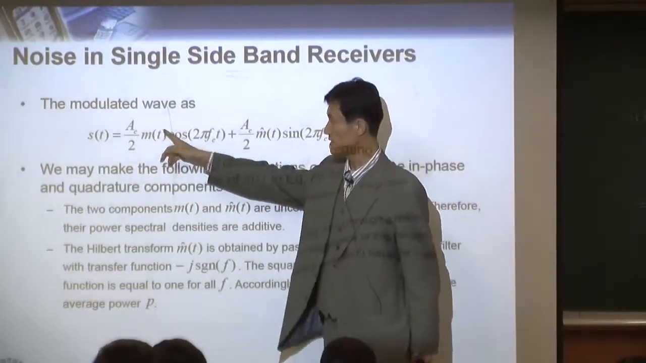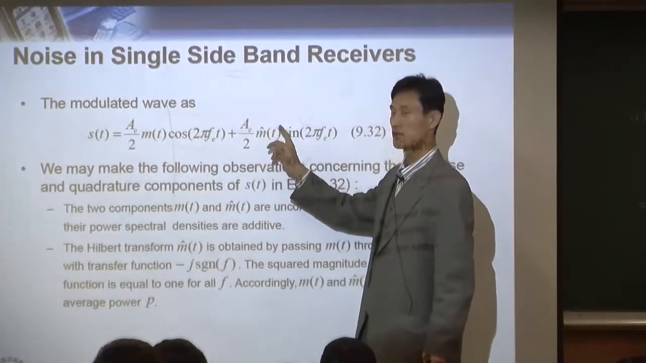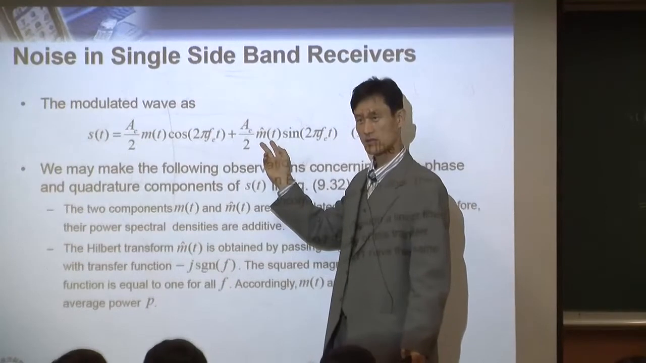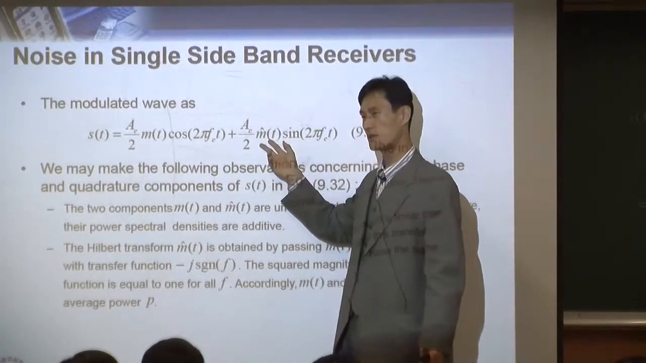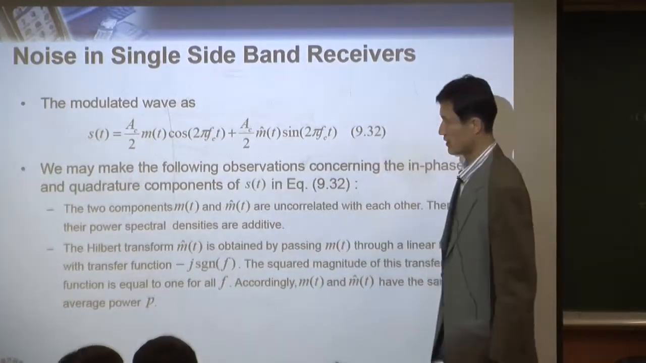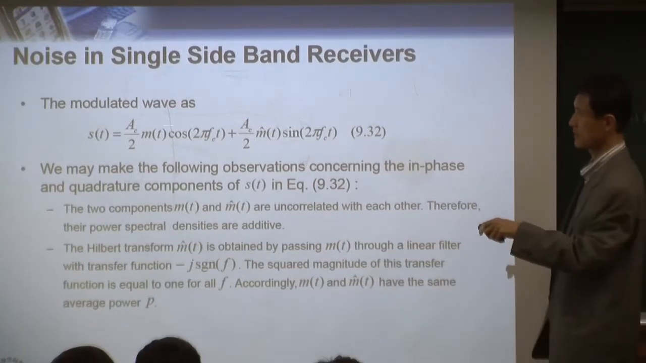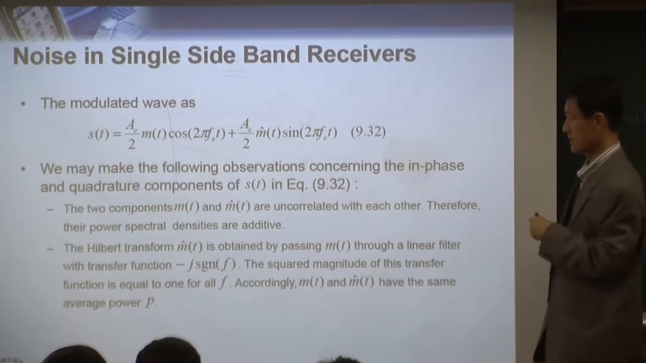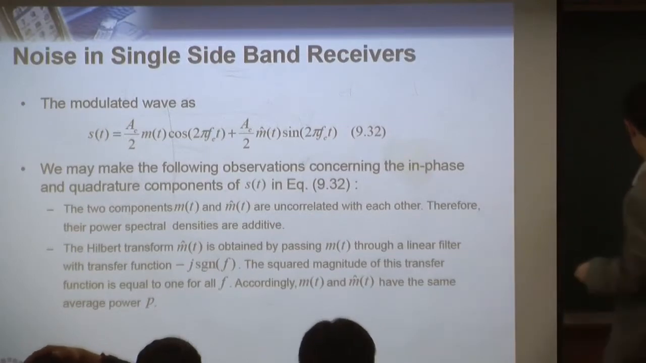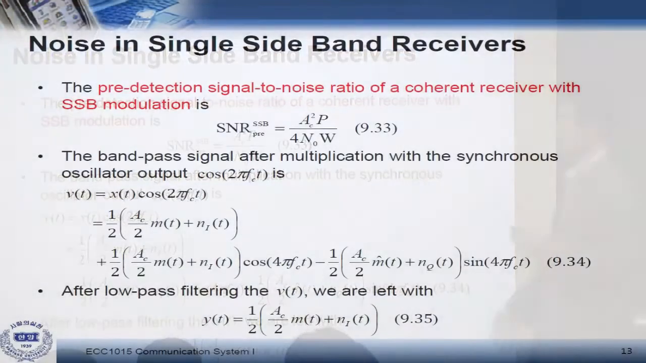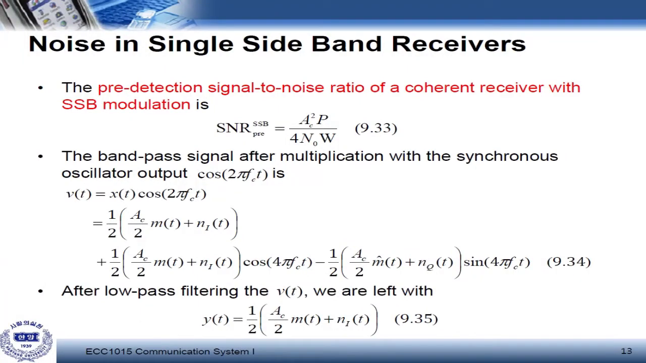M(t) is our original message. M hat(t) is the Hilbert transform of your original message, right? And multiply the sine into the Hilbert output and multiply cosine into the original M(t). So this is the signal you transmit over the air. Now we have this S(t) for single sideband. Again, in this case, we want to calculate the pre-detection SNR and post-detection SNR.